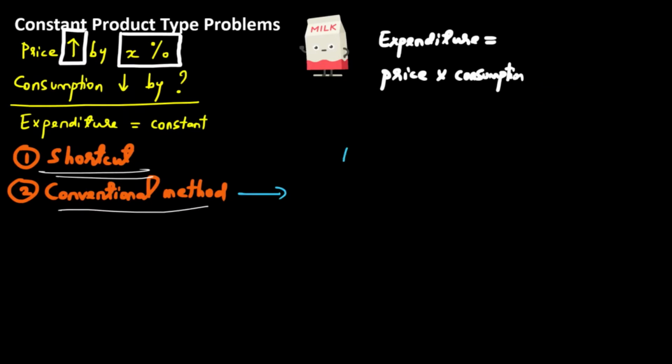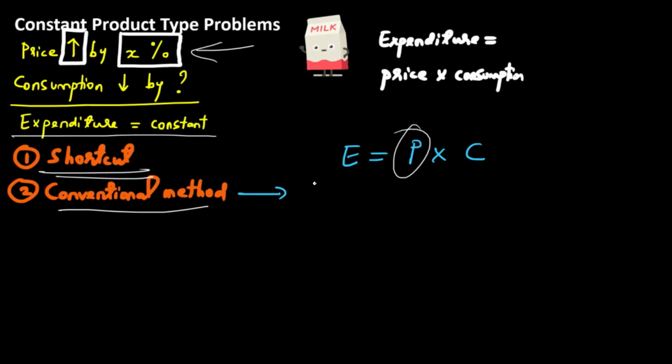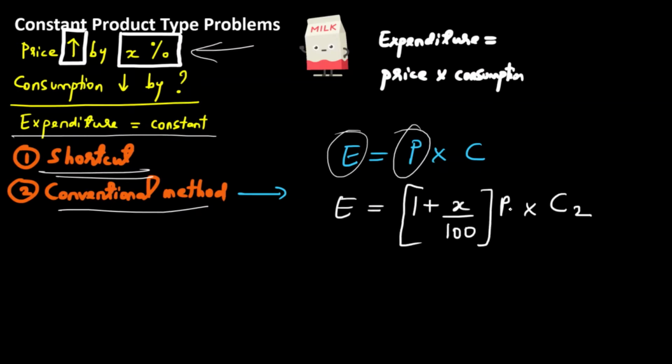All right, so over here expenditure is equal to price into consumption, right? Now I can say that the price increased by X%, that's what's given over here, right? Therefore the new price will be 1 plus X by 100 into P, and it's also mentioned that the expenditure is constant. So I will use E itself for the expenditure in the second case. So I can write that expenditure is equal to 1 plus X by 100 into P, right? This is the price that has been increased by X percentage into the new consumption, which is C2, right?